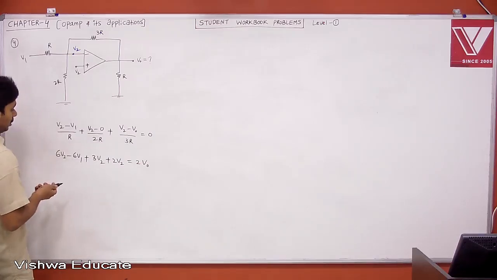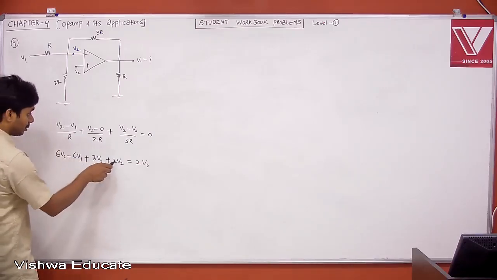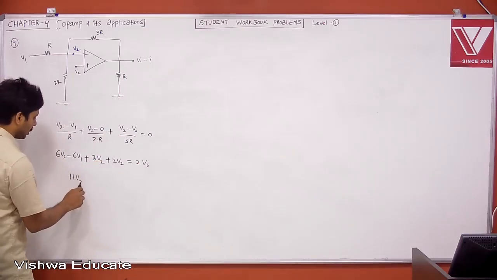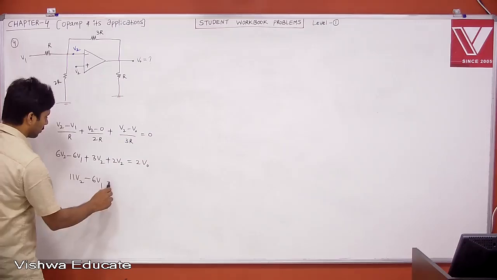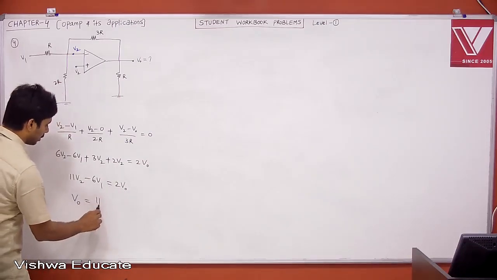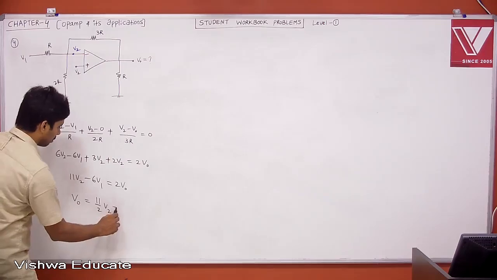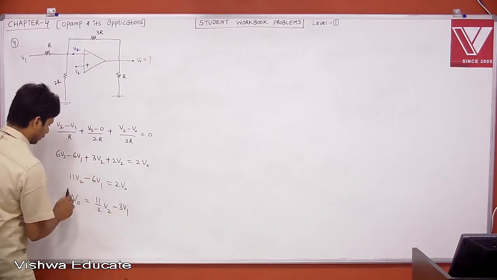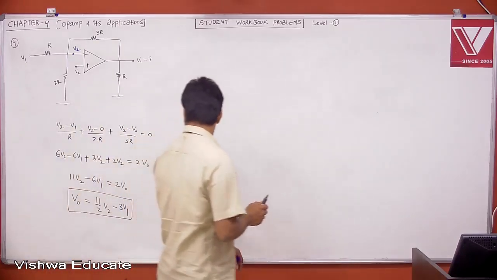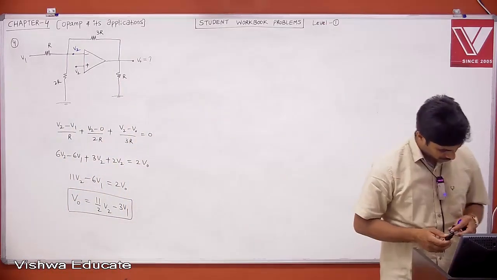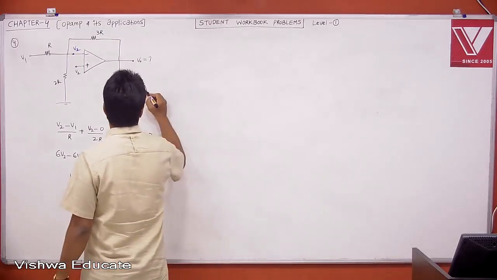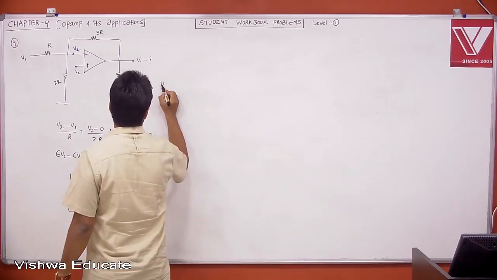What I did now: 6V2, 3V2, 2V2. Therefore, 9 plus 2, 11V2 minus 6V1 is equal to 2V0. V0 is equal to 11 by 2 V2 minus 3 into V1. Is that found? 11 by 2 V2 minus 3V1. Yes, the answer is D.